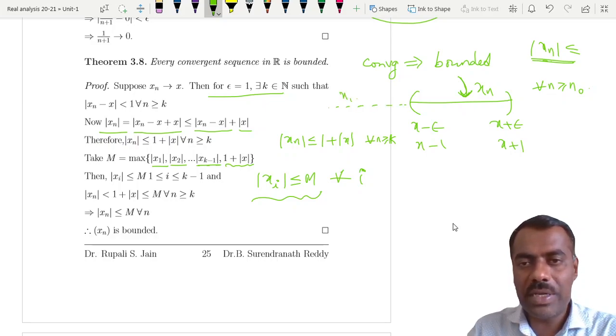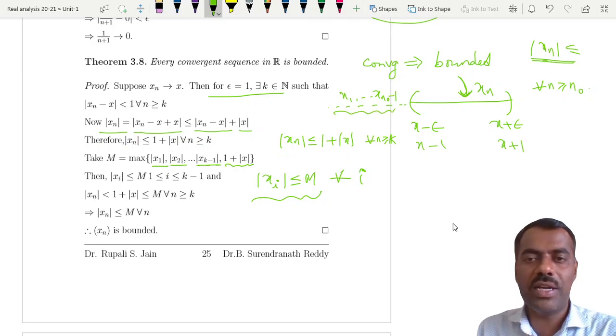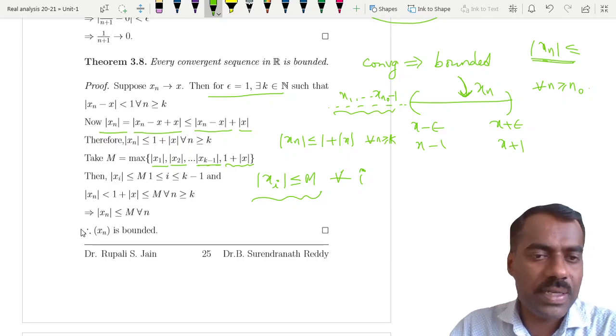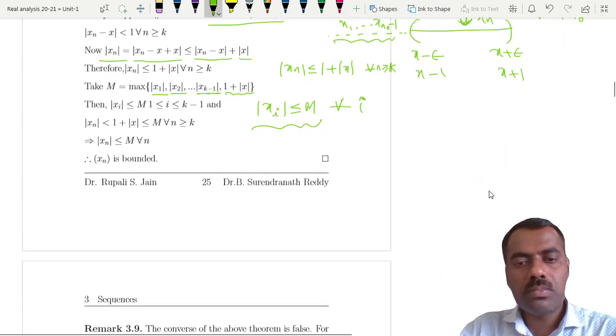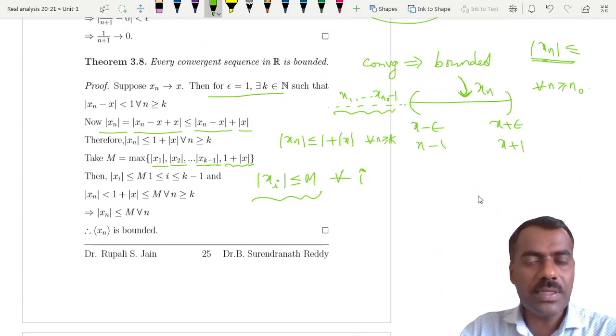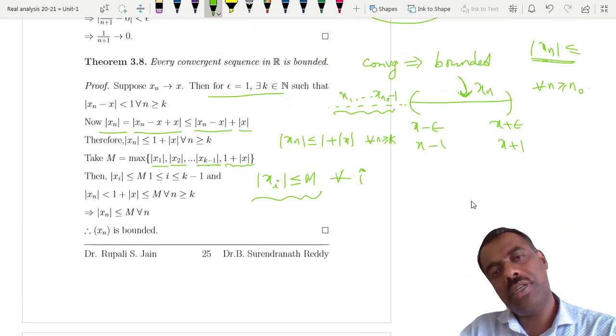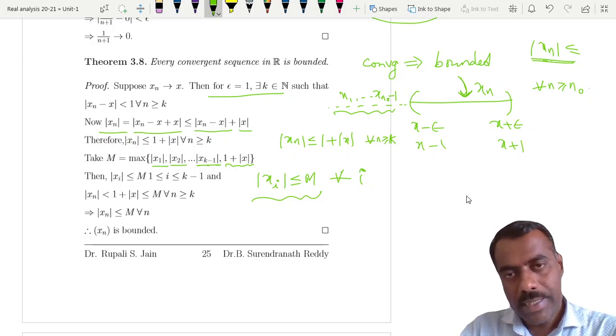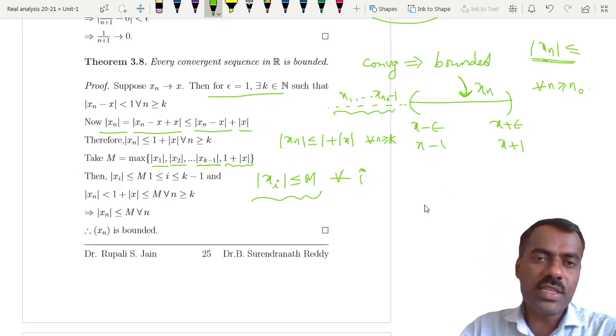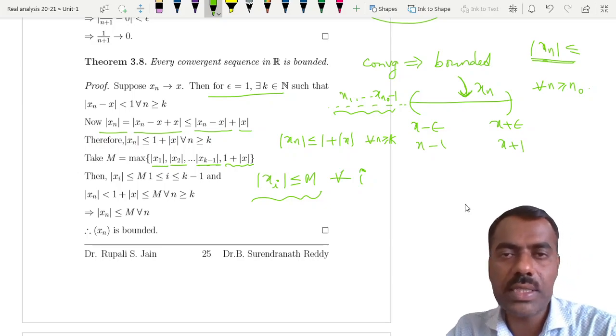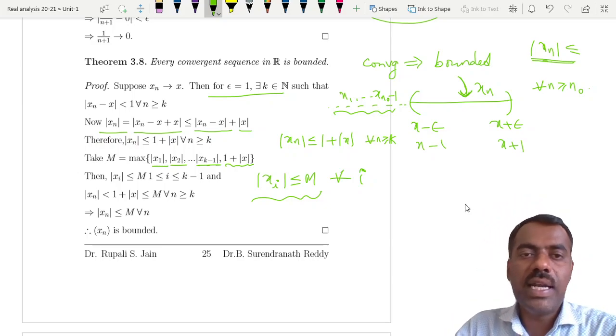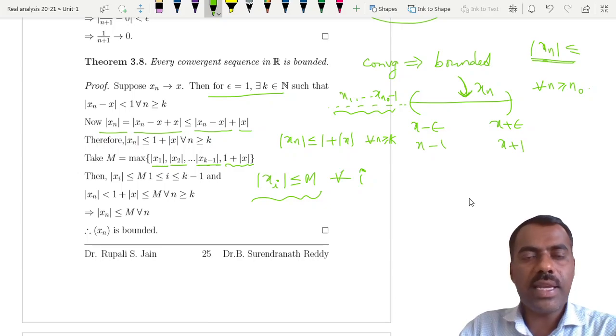Whatever elements you have here, how can we control them? By taking the maximum of these values and the maximum value of this one, mod x plus 1. So every convergent sequence is bounded. What can you say about the converse? Obviously not every bounded sequence is convergent. There may be many sequences which are bounded but not necessarily convergent.